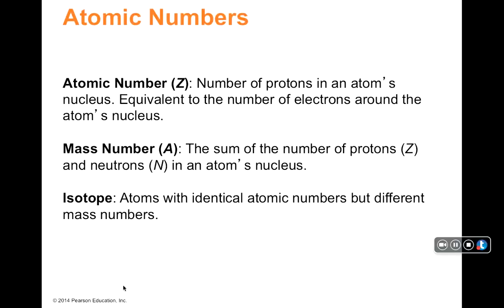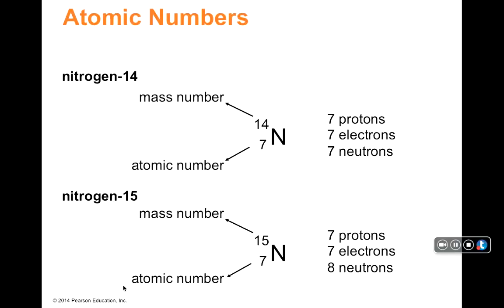Mass number is equal to the sum of protons and neutrons. We'll take a look at a few of these. And isotopes are atoms that have the same atomic number, but different mass numbers. So they're atoms of the same element, but have different masses. We'll take a look at a few of these.